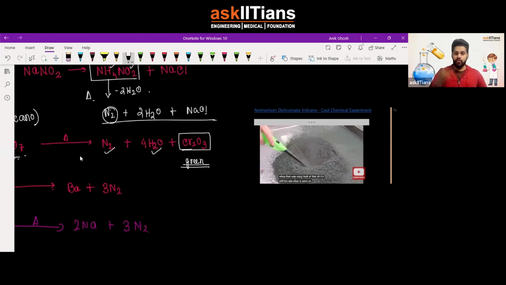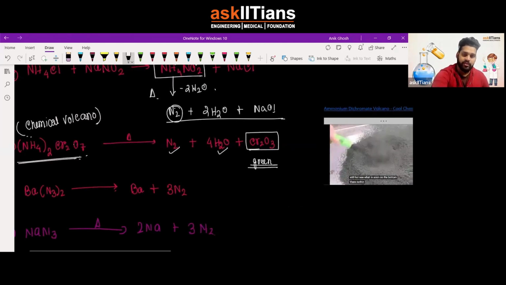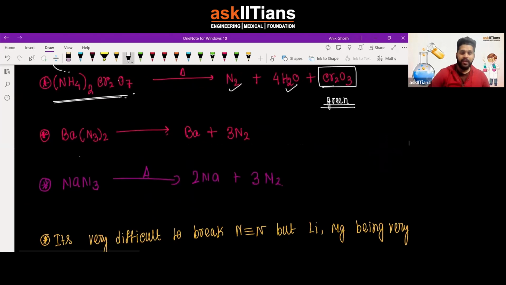And the nitrogen goes out as a volcano, right? This is the preparation reaction. Barium nitride, guys, any kind of nitride, it can be barium, it can be calcium, anything, any metal nitride. If you heat it, you get nitrogen gas out. Sodium nitride, as you can see, if it is calcium, then also it's the same thing. If you heat it, you get nitrogen.